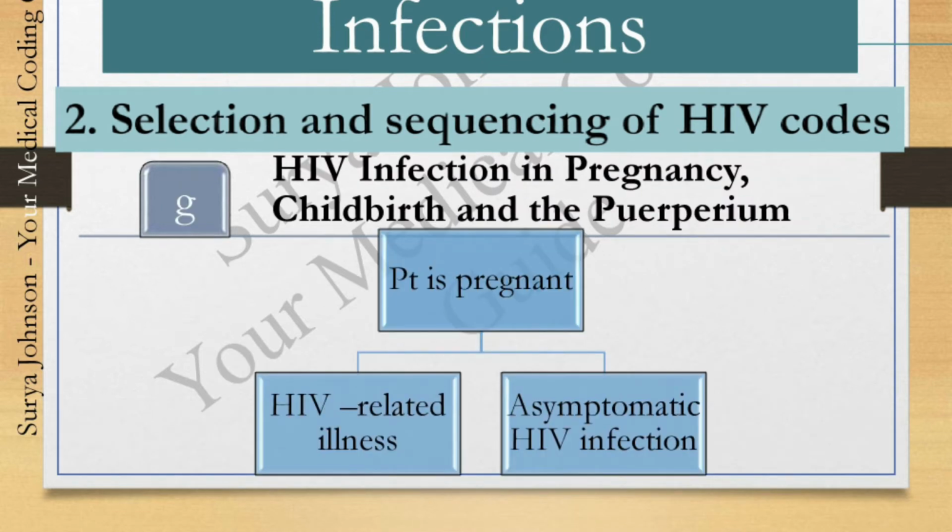For HIV infection in pregnancy, childbirth and puerperium, we should follow this protocol. If the patient is pregnant, we'll code the principal diagnosis as I already told in my previous video about the general coding guidelines.